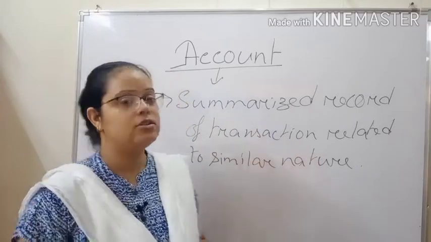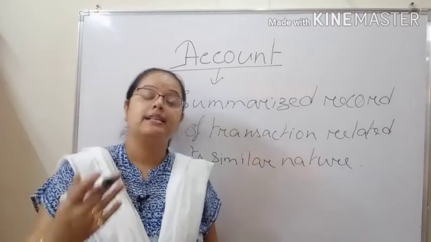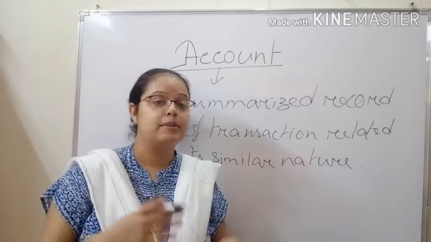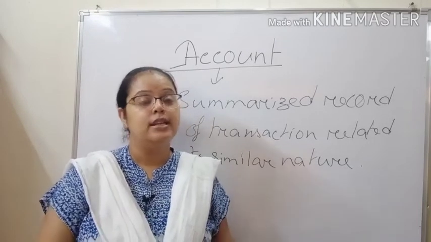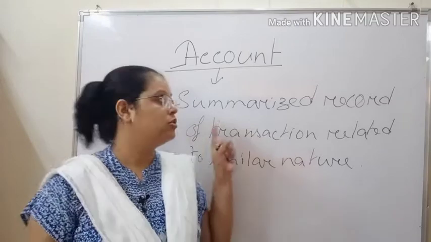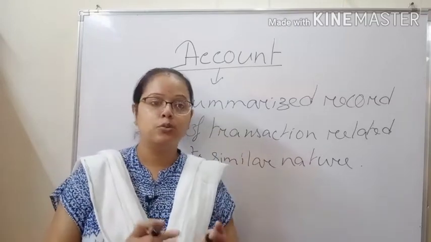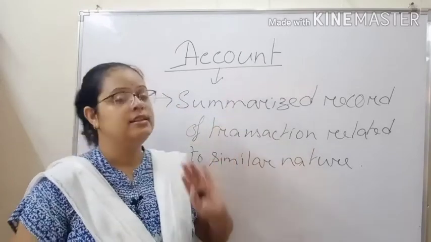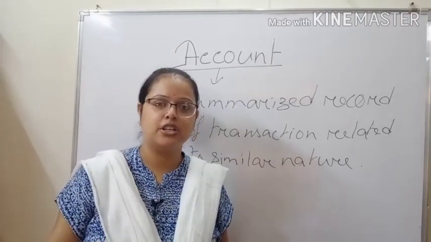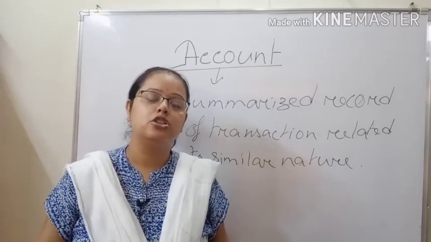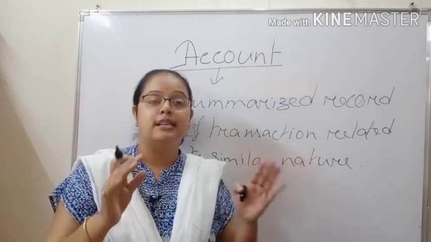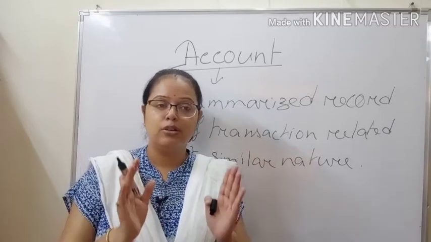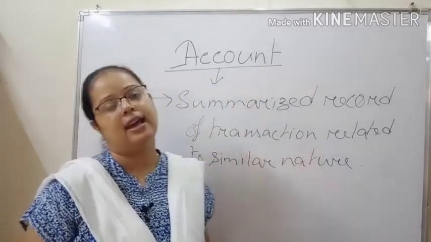So what is an account? We have learned the accounting process: first we identify the transaction, next we record it, and next we classify the transactions in various groups. When we classify the transactions according to their nature in various groups, this classification or the process of recording in a particular book is known as an account.